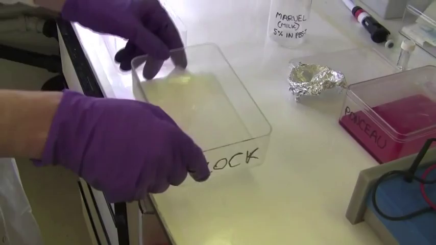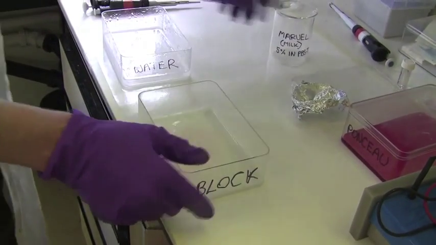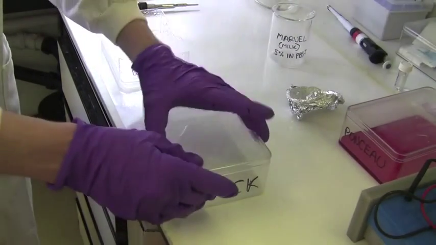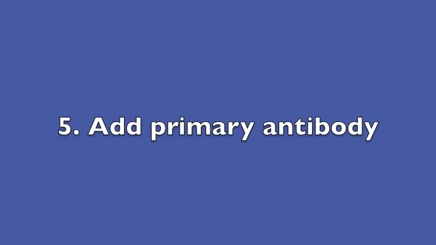The membranes used in Western blotting have a very high affinity for proteins. To avoid non-specific binding of the detecting antibody, which is of course a protein, to the free sites on the membrane, a blocking solution is used.